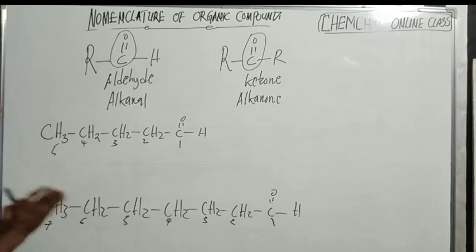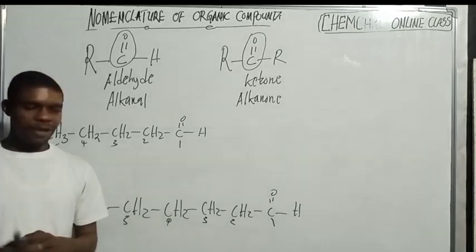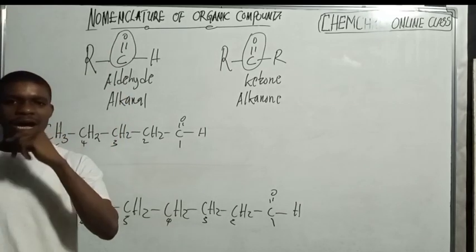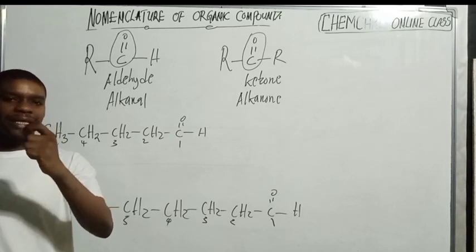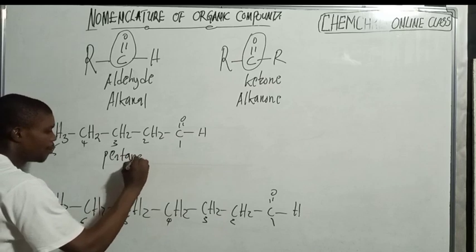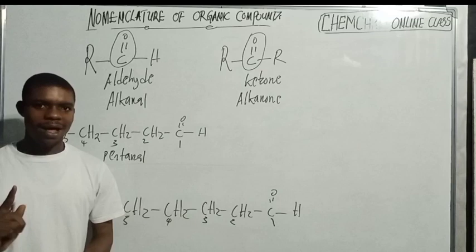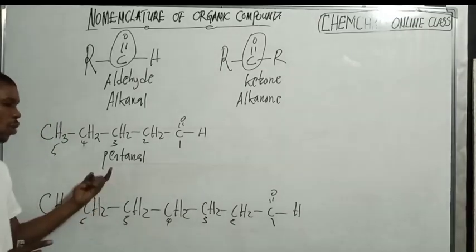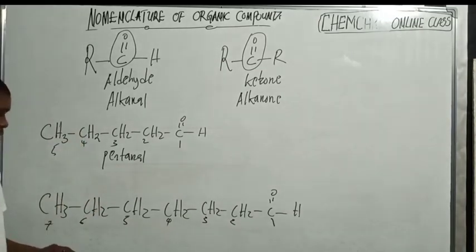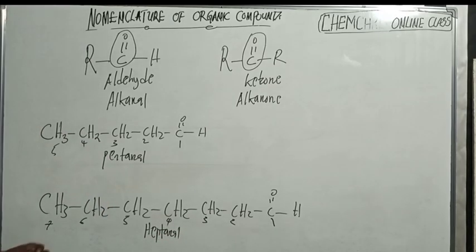You understand? So what is the name of this one here? Here we have 5 carbon atoms, so it would be pent-, but you have an alkanal functional group, so it is called pentanal. Not 1-pentanal, please understand. It's called pentanal. Now, how many carbon atoms do you have here? 7. So this is going to be heptanal. Do you get that?